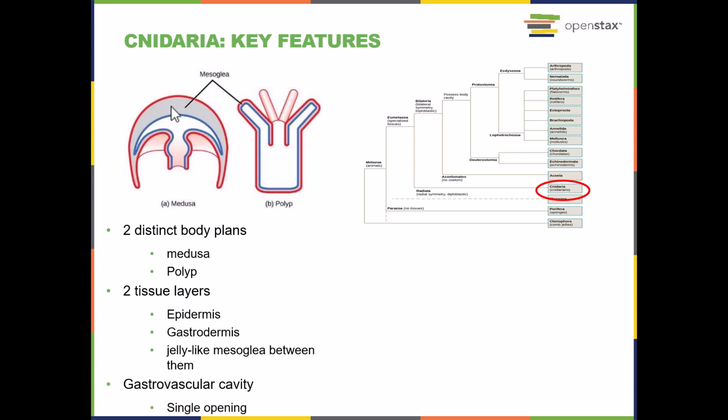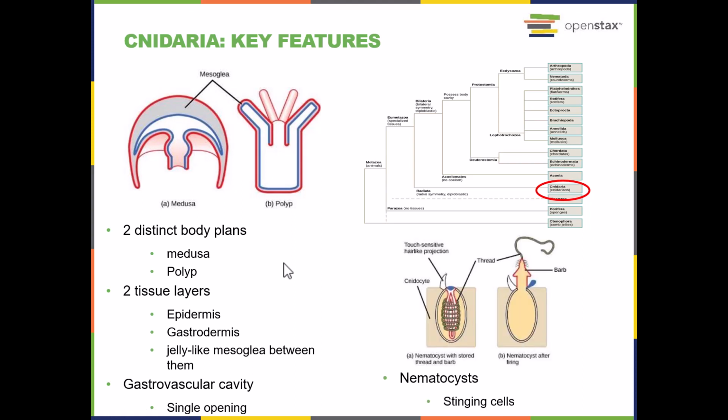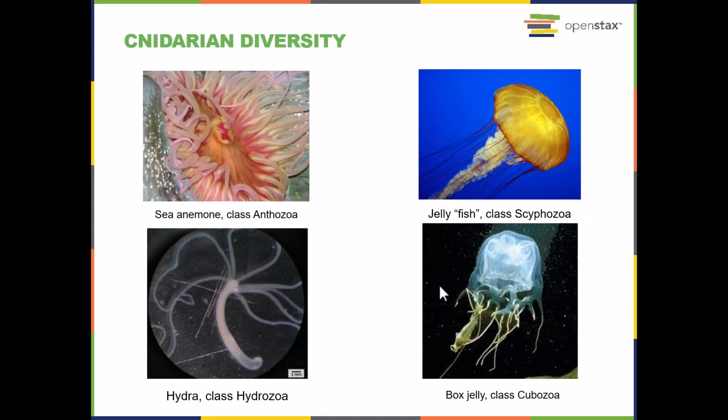They also have a gastrovascular cavity. That's a single opening. Food particles come in and waste particles go out that one single opening. Because it not only is a gastric cavity, it also serves for their vascular system. That's why we call it a gastrovascular cavity. They also are characterized by having specialized cells called nematocysts. Nematocysts are stinging cells. So a jellyfish stings using these nematocysts. The nematocysts may have poisons in them. They may have barbs.